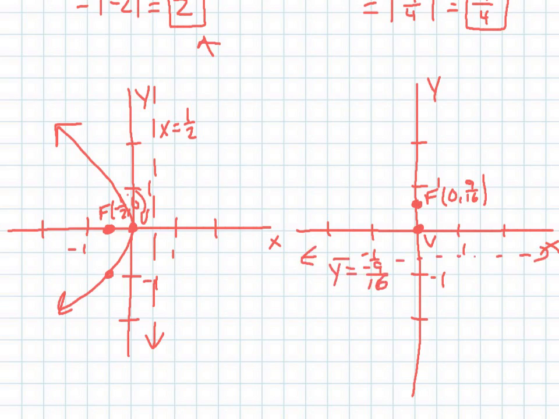Okay, and then here I want to use my focal diameter to help me get a decent picture. So because it's 9/4, half of that would be 9/8. So that's a little bit more than 1. So if I go over and plot a point right there and right there, then I get a decent picture. It doesn't have to be super exact, but I want to get a decent scale of my picture so I have the right width. Okay?